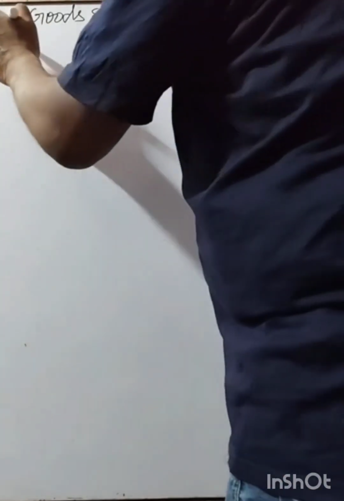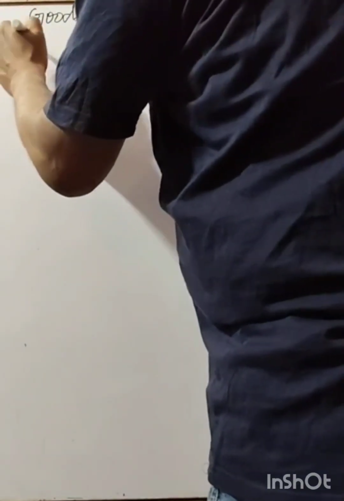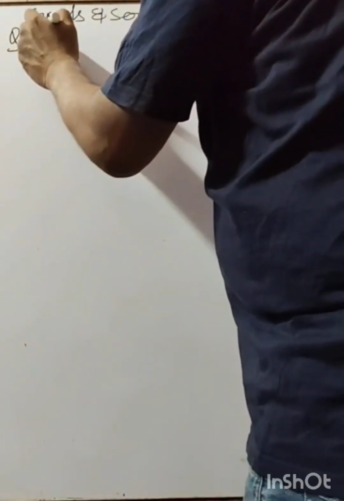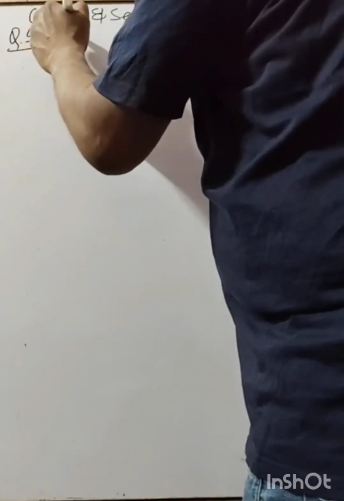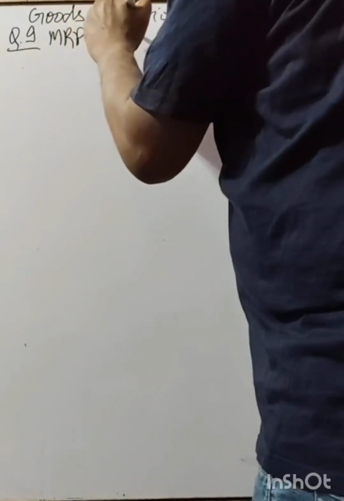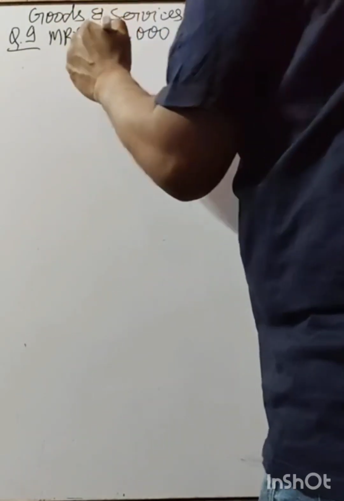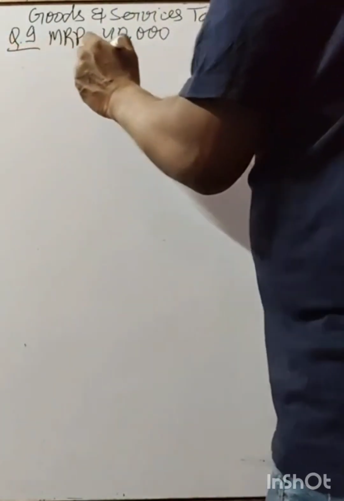Right? Now, what you are saying? Question number 9. The printed price of an article is 40,000. MRP is 40,000. A wholesaler in Uttar Pradesh buys an article from a manufacturer in Gujarat.